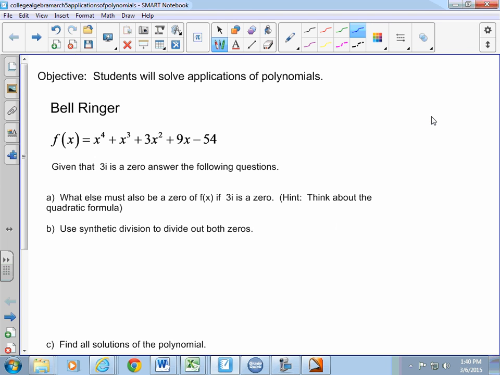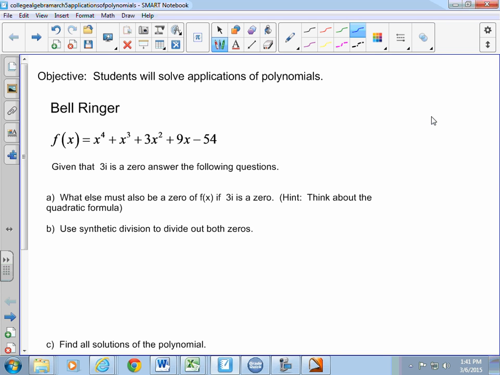Okay, so we have a bell ringer, and then we're going to do applications of polynomials. This lesson won't take me a very long time, which is good because we don't have a very long time. The bell ringer is not anything that you're going to have to do new. It is an extension of what we did yesterday, a hard problem that I left off of your homework and left off of the notes, because I doubt you'll ever see one of this difficulty level, but maybe you will. So I want to show you how it works if you were to see it.